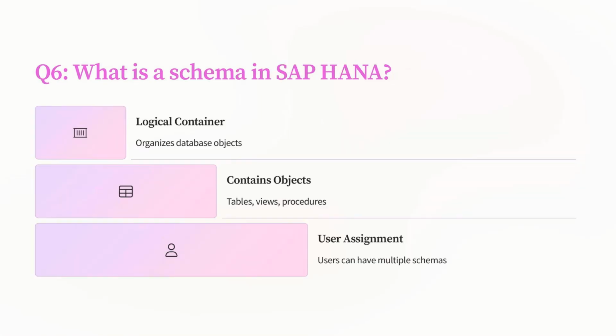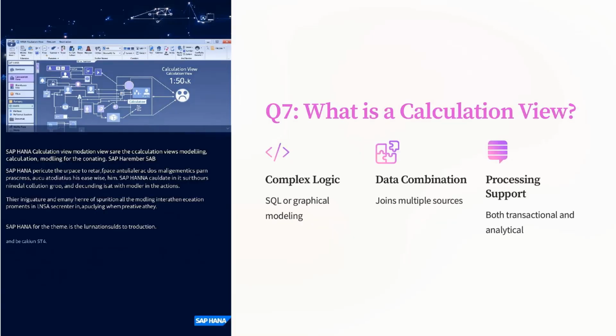6. What is a schema in SAP HANA? A schema is a logical container for database objects like tables, views, procedures, and more. Each user can have one or more schemas. 7. What is a calculation view? A calculation view is used for complex logic using SQL or graphical modeling. It can combine data from different sources and support both transactional and analytical processing.